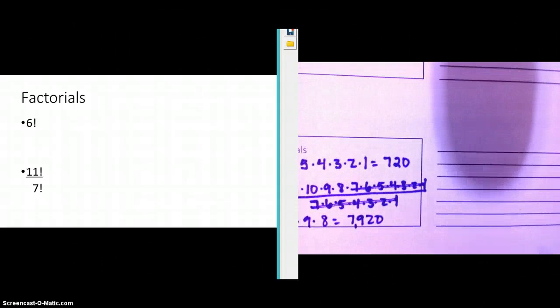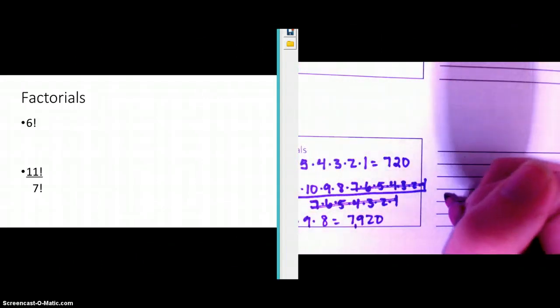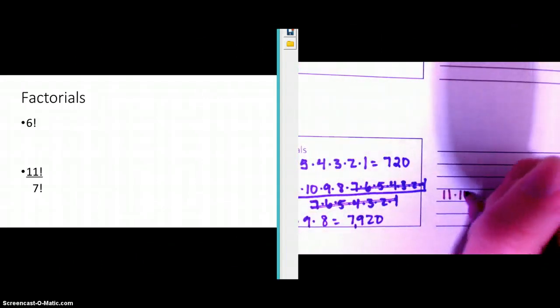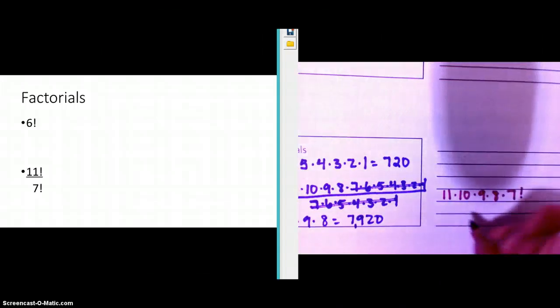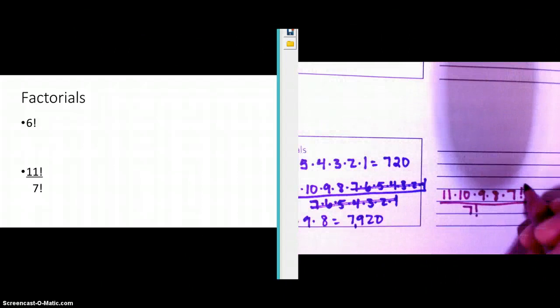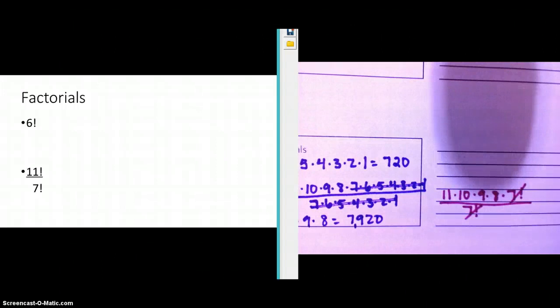Another way to quickly simplify, we could do 11 times 10 times 9 times 8 times 7 factorial, so that way we don't have to write all the way to 1 over 7 factorial. And our 7 factorials cancel, and we get the same answer. That prevents you from having to write all the way to 1.